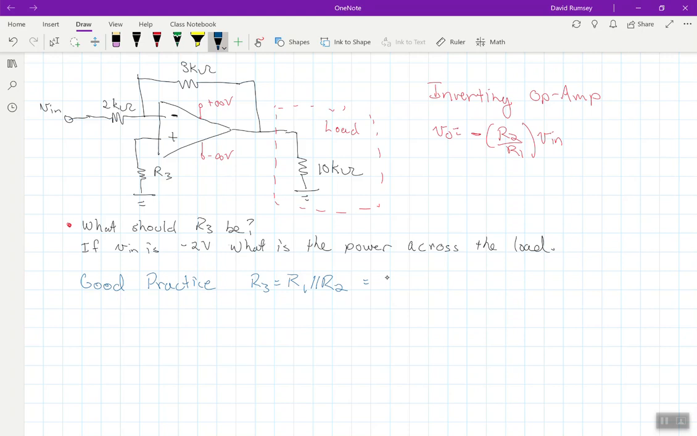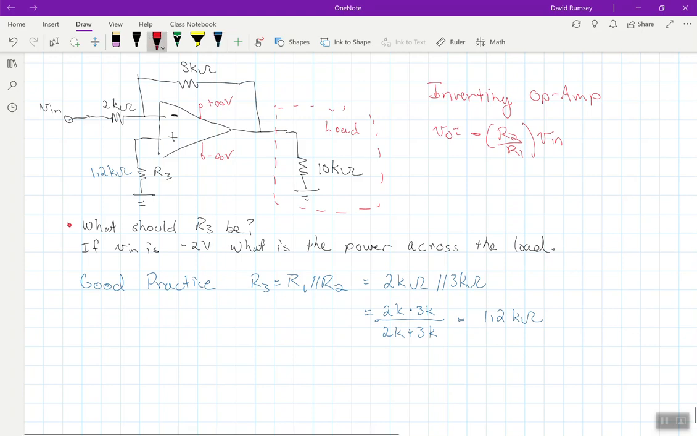And well, that would mean I'd have a 2K ohm in parallel with a 3K ohm, which if I do that computation, that's not too difficult. That's just 2K times 3K over 2K plus 3K, which gives you 1.2 kilo ohms. So this should be a 1.2 kilo ohm resistor that we attach to the positive terminal.